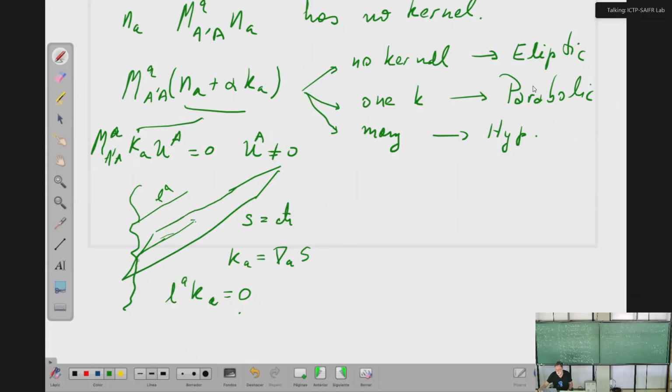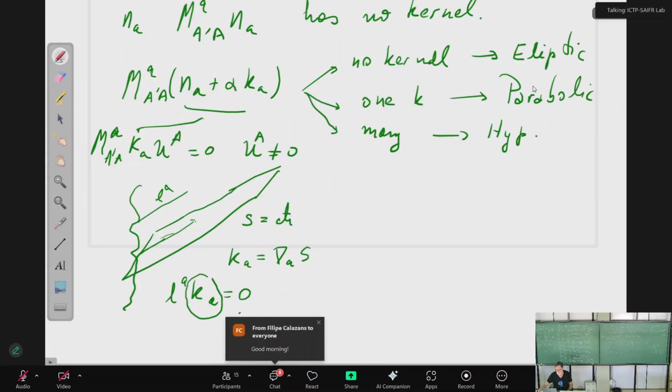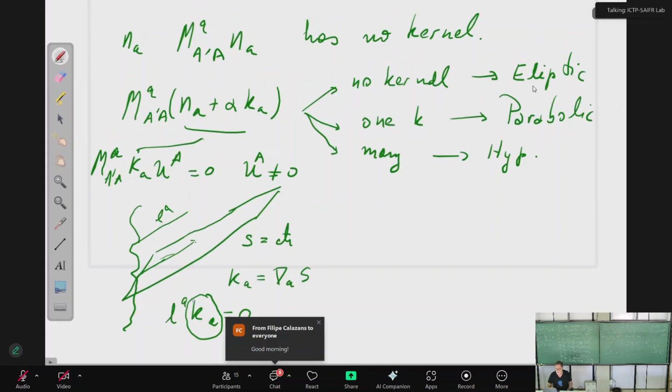In the case of electromagnetism, for instance, it will be a plane wave. A plane wave given the k, a null vector, you have a plane wave going like this. Okay? So this is the idea.